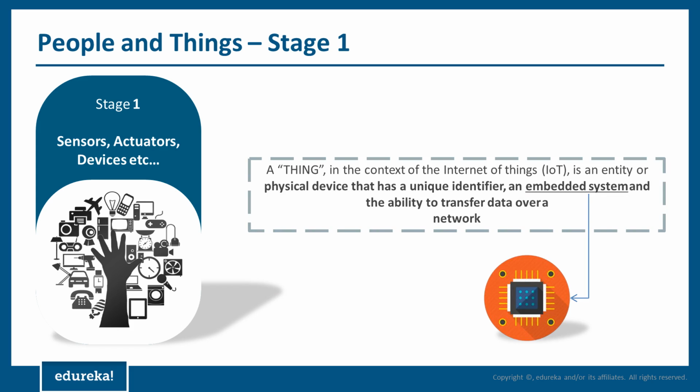A thing in the context of Internet of Things is an entity or physical device that has a unique identifier, an embedded system, and the ability to transfer data over a network. Now see, we are extending the concept of a sensor and actuator. Multiple things here. So first you have a sensor and actuator which convert the physical stimuli to some electrical signal. Now it has a unique identifier. Now we are coming into the world of IoT. So why does it need a unique identifier? There are millions of sensors.